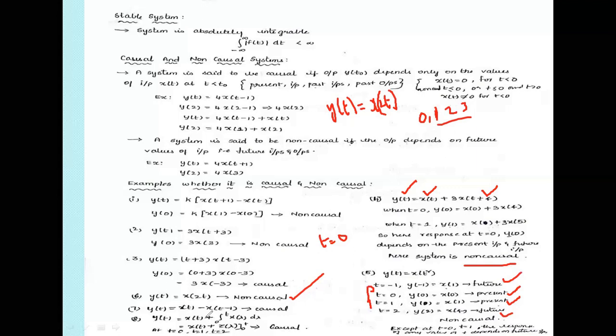Okay. And in this function also, except at t equal to 1 and t equal to 0, t equal to 2, it is causal. Except at t equal to 0 and t equal to 1, the response of any function depends upon the future inputs. What it matters, students?